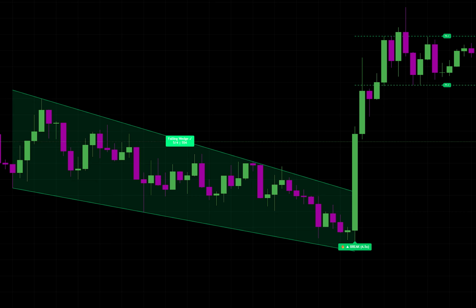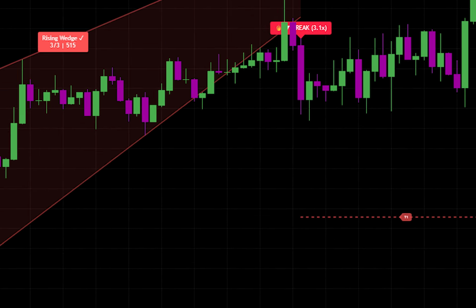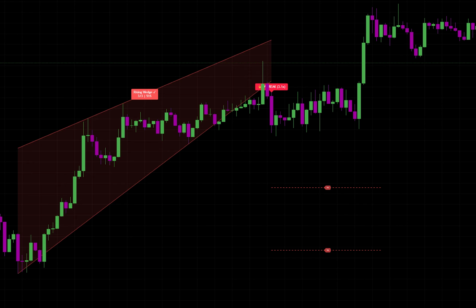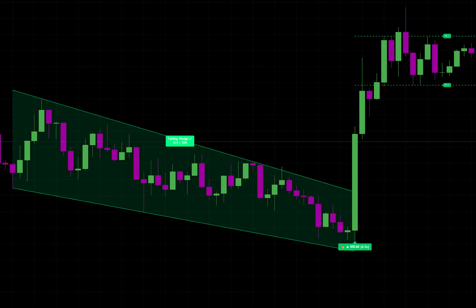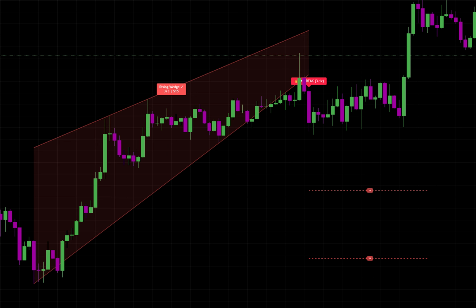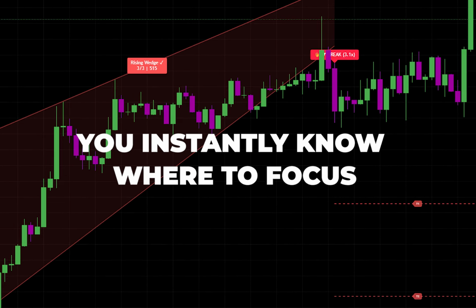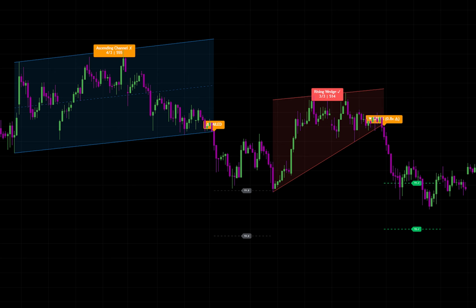Here is a falling wedge with a high score. Now look at this one, a rising wedge with a low score. 2 patterns, same indicator, completely different quality. The high score pattern has clean touches, price respected the lines multiple times, and the structure has been building for weeks. The low score one barely qualifies. Instantly you know where to focus. You stop treating every pattern the same way, you rank them and trade the ones that earned it.